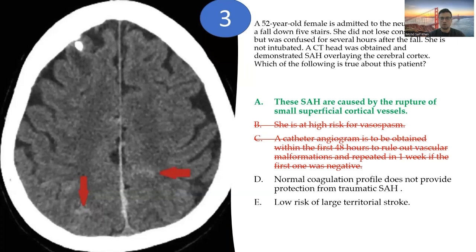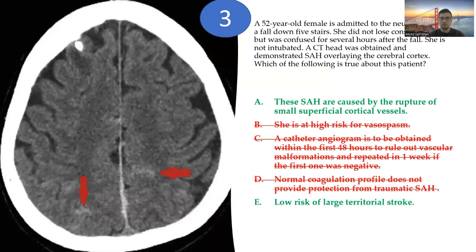Now, patients with normal coagulation profiles can still have small traumatic subarachnoid bleeds due to excessive shearing forces. So head trauma can cause bleeding in patients with a normal coagulation profile. So it does not provide protection. And mild trauma of this nature is not a risk factor for large arterial strokes, which we see in aneurysmal SAH. This is correct, low risk of large arterial stroke.